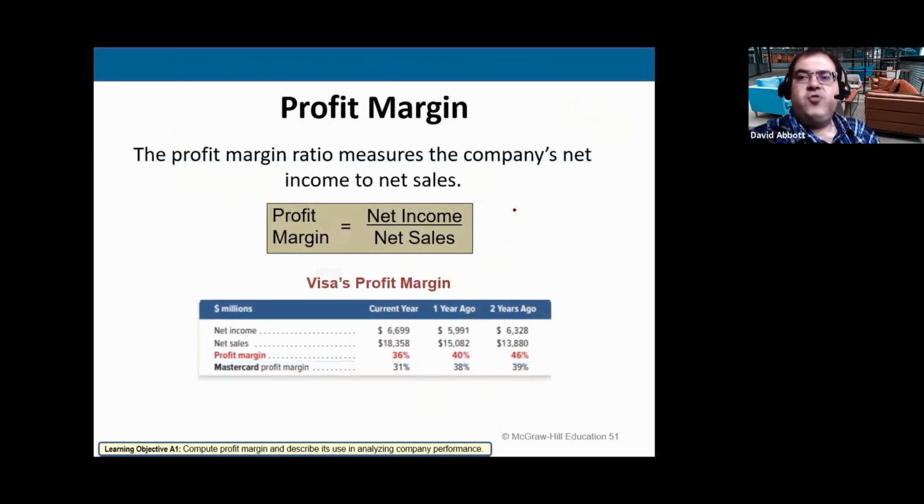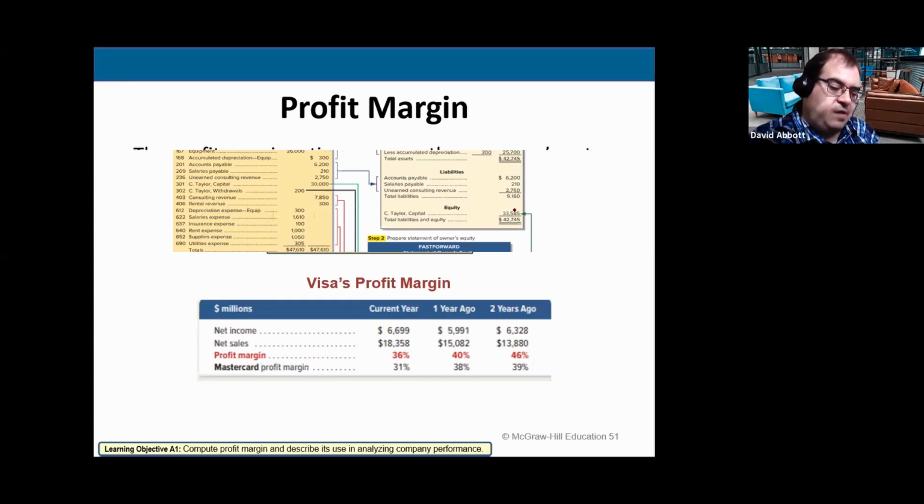So the profit margin ratio measures the company's net income to net sales. So profit margin is net income divided by net sales. The profit margin is an important measurement in business. It tells us about the relationship between sales and profits or net income. We calculate the ratio by dividing net income for the period by sales revenue. A high profit margin is an indicator for future growth.